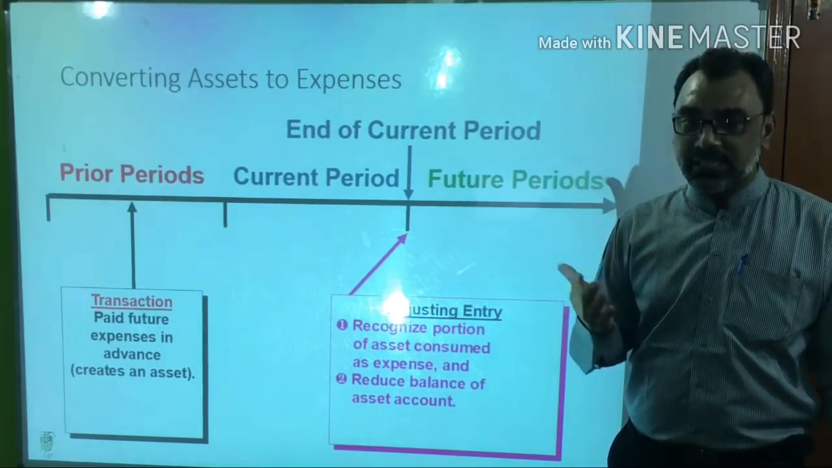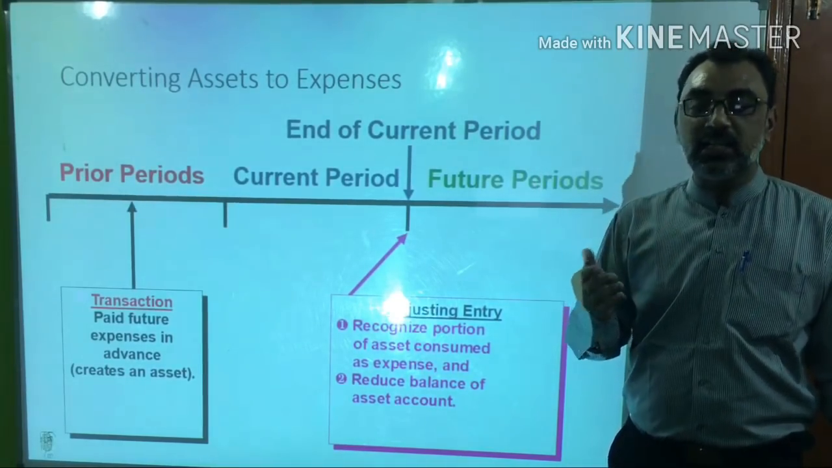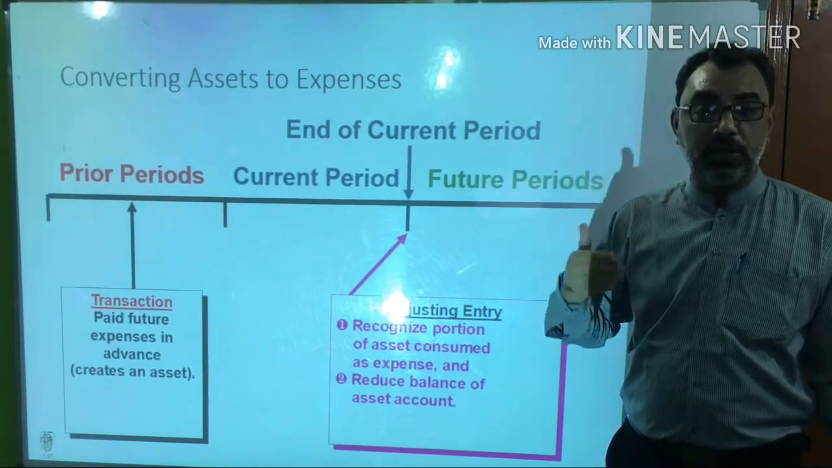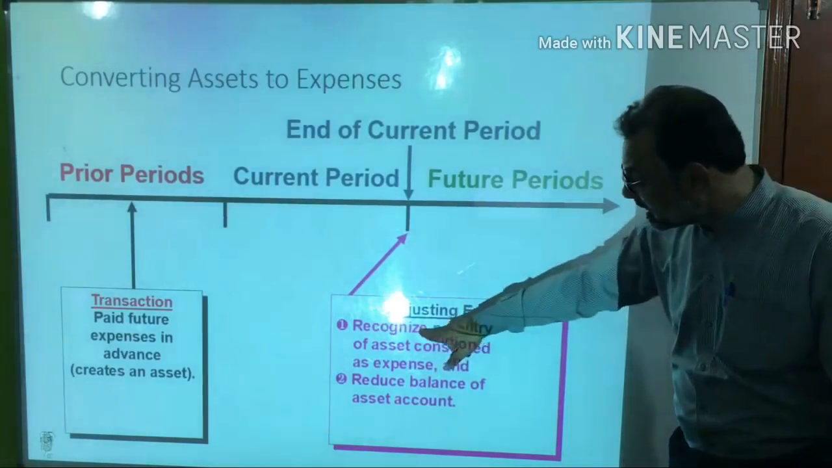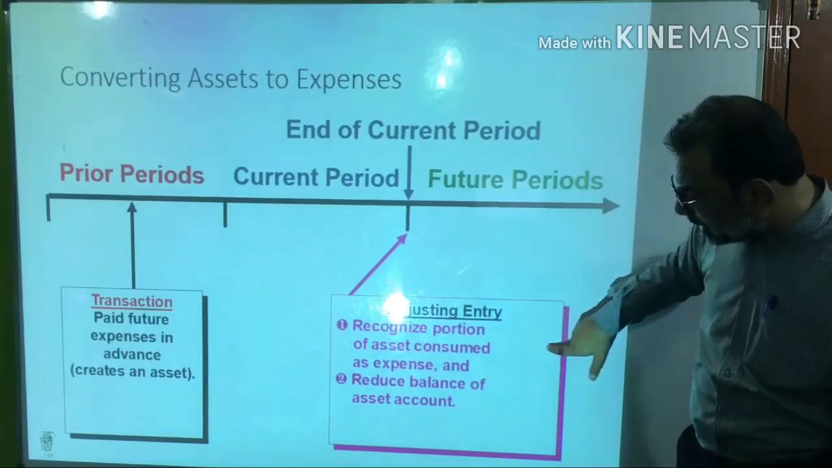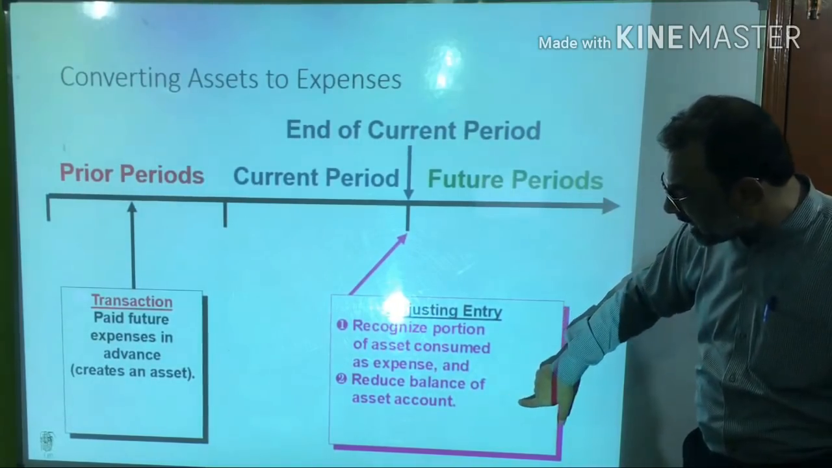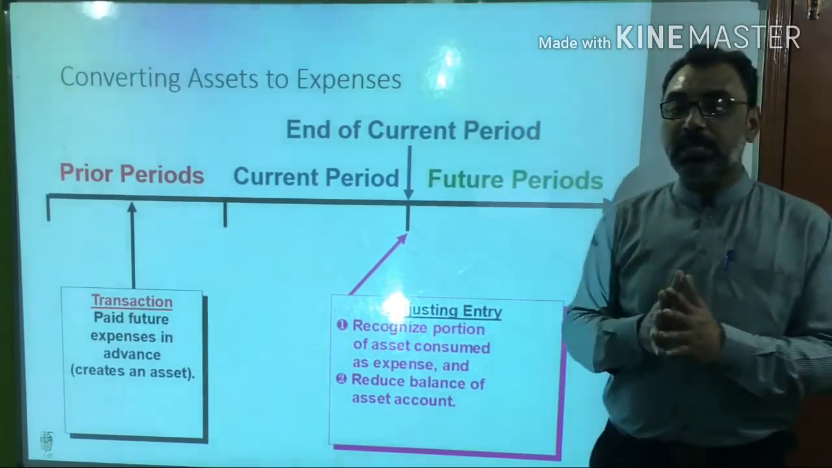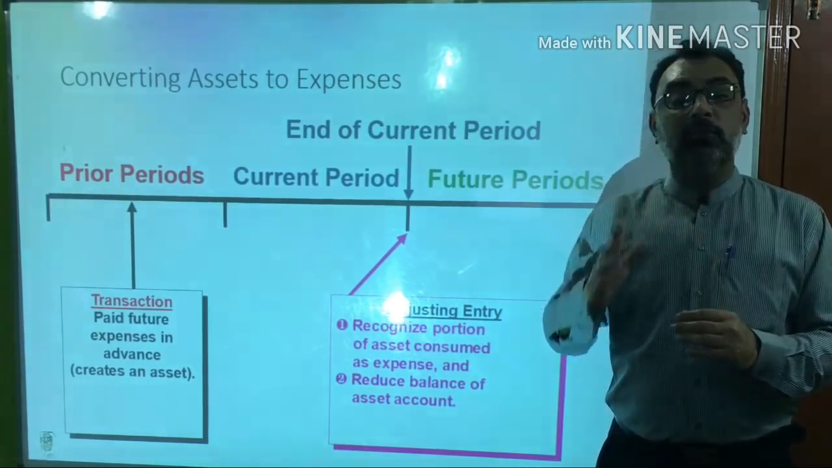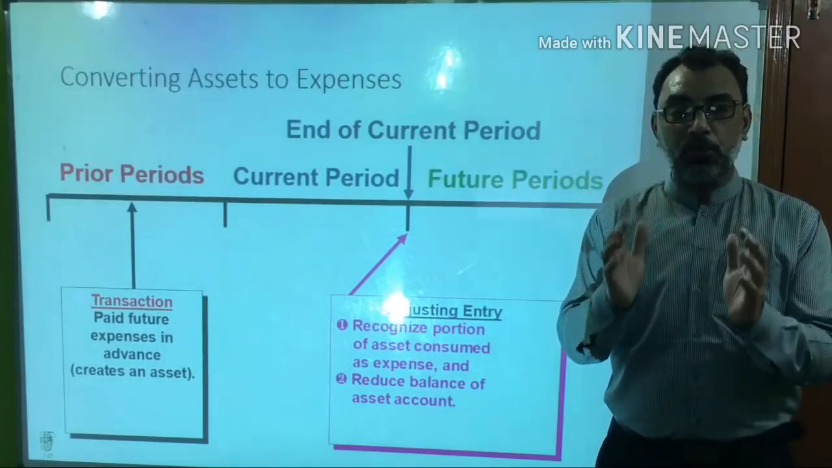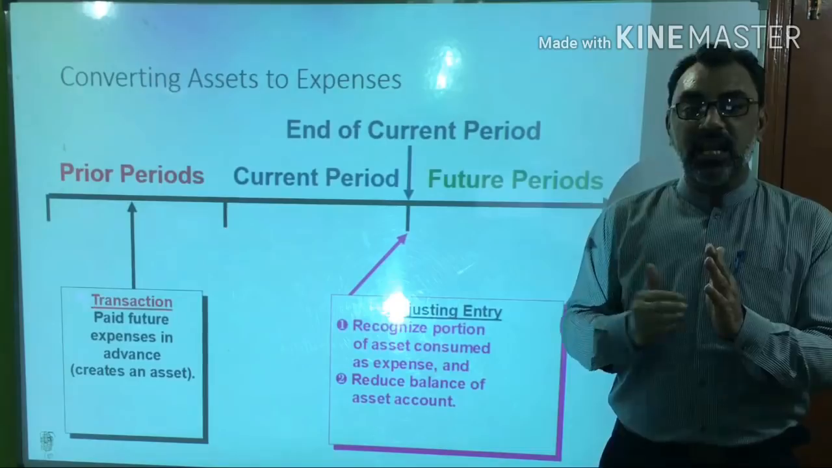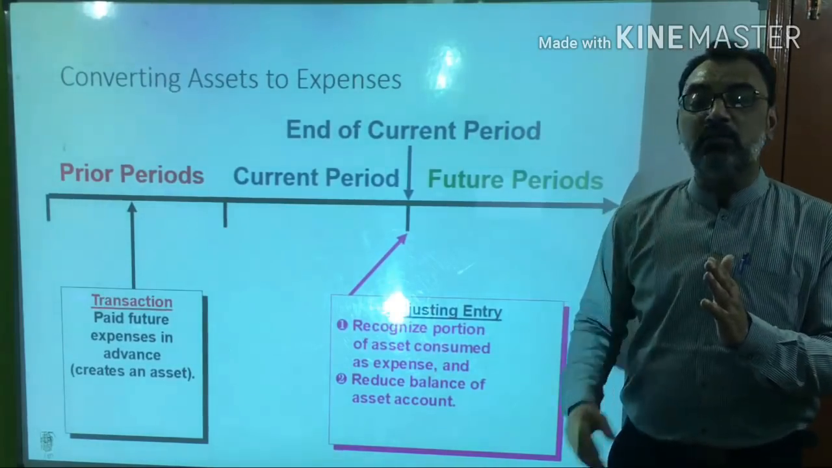So the adjusting entry that needs to be made is simple: insurance expense debit and prepaid insurance credit. On the other hand, you can see that the recognized portion of the asset consumed as expense will be debited, and the reduced balance of the asset account is credited. So you need not worry about the real accounts, okay? Because when we pass the entry for how much of the asset is expensed out, it will automatically be adjusted, and for the real account the remaining value will be left over.